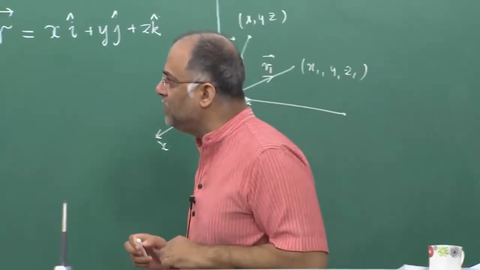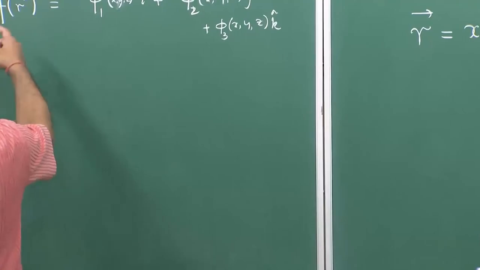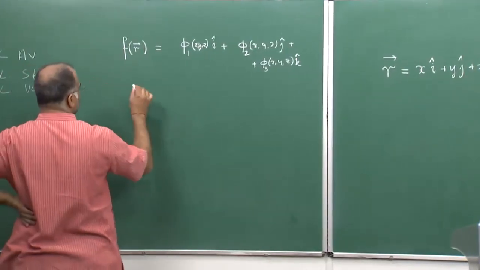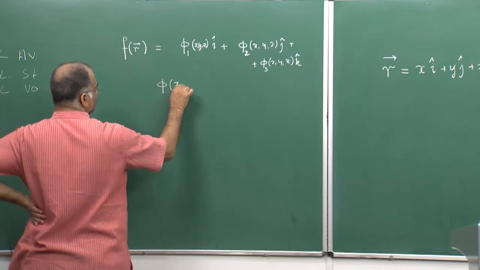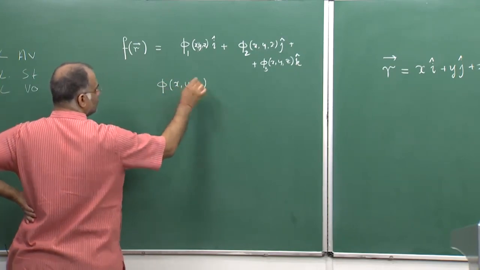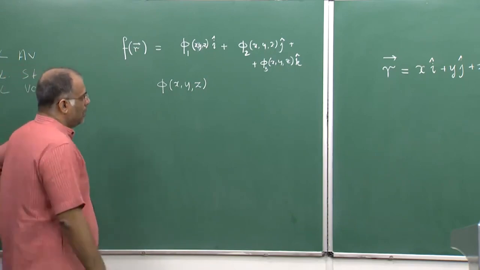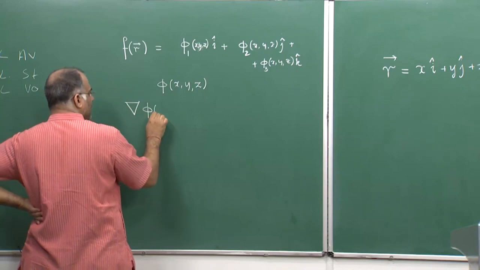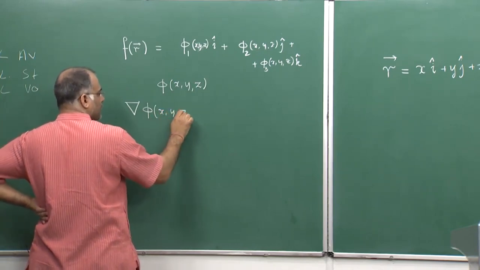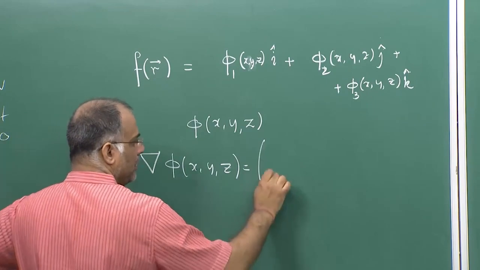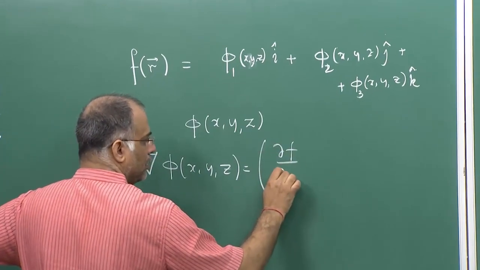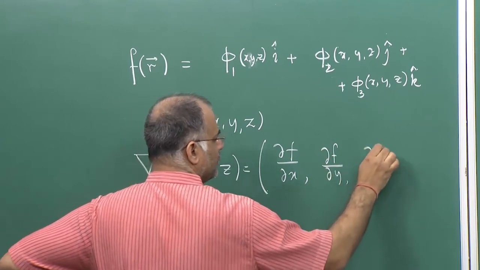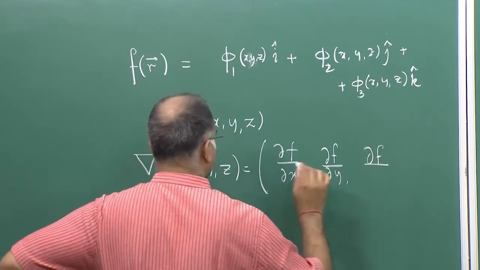If I have a function of three variables, these sorts of functions pretty often come up. Suppose I just have a function of three variables. Then there is the important operation called the gradient operation, which is nothing but a vector collecting all the partial derivatives, a collection of the partial derivatives, del phi.